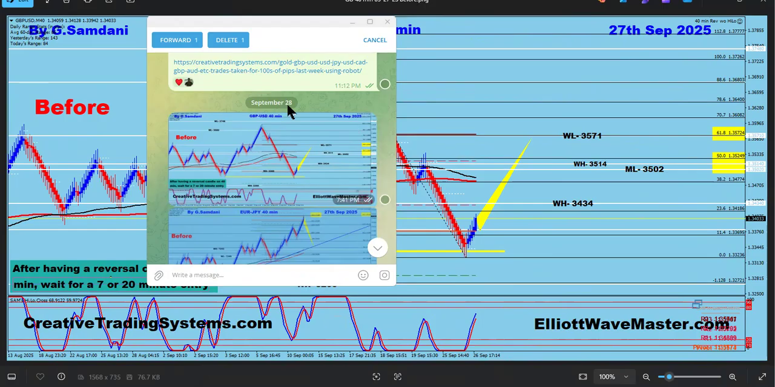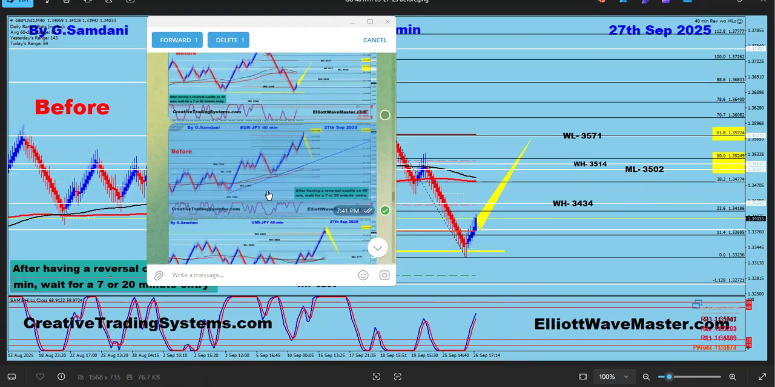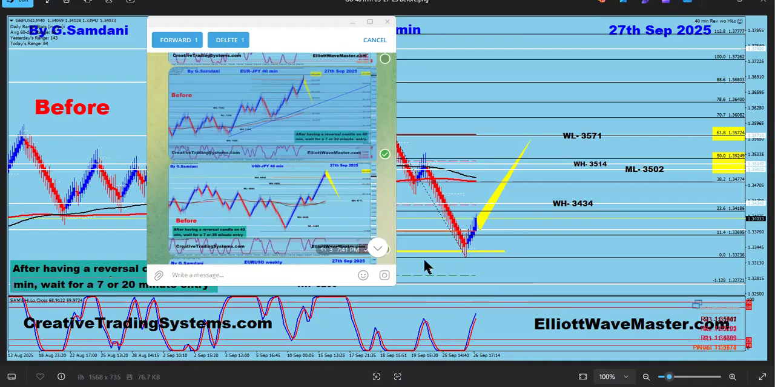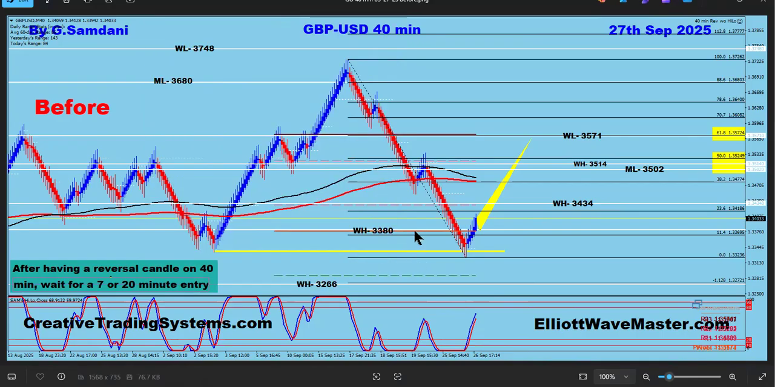Actually, not Saturday, Sunday, September 20th on the Telegram, right? And then this is Euro yen, right? This is USD yen. All the charts that I'm showing, I posted on the Telegram for my group to take, and if you are in my group, then I post it for you, right?